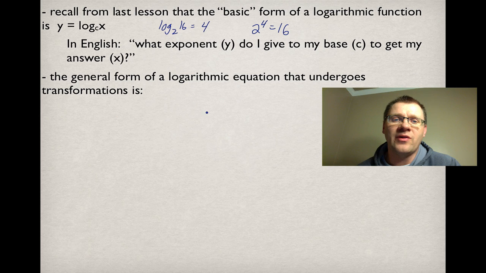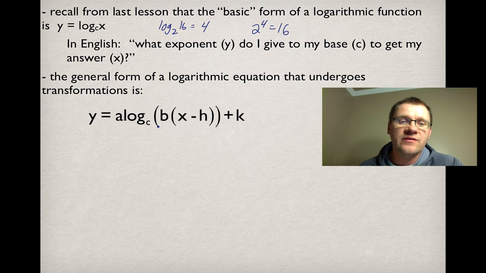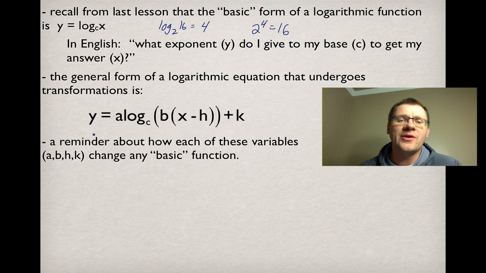So the general form of a logarithmic equation that undergoes transformations now becomes this: y equals a log base c of (b(x minus h)) plus k. And we've seen all these letters before: the a's, the b's, the h's, and the k's. So let's do a little bit of a reminder to see how these variables actually change the basic function for anything, not just logarithms, but exponential functions, radical functions, quadratics, everything.